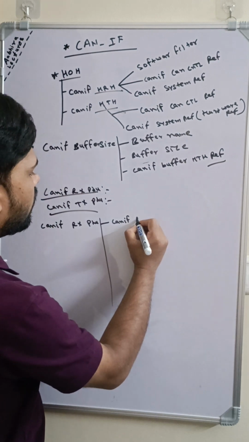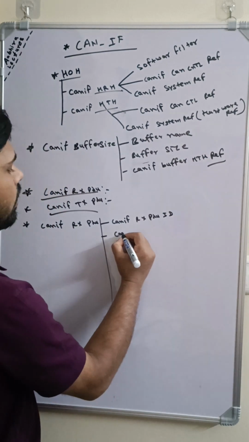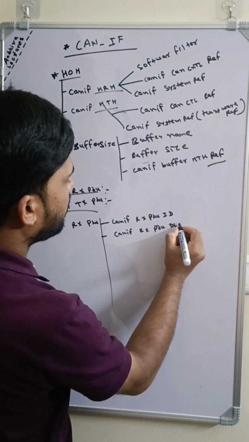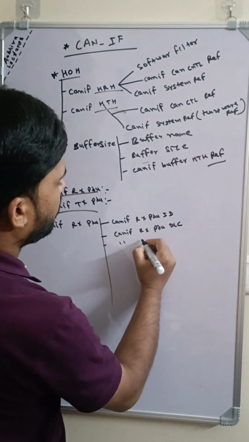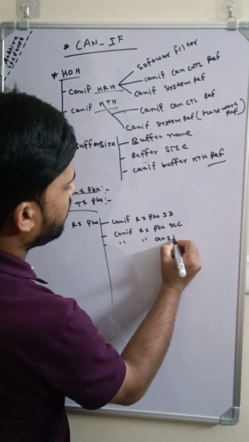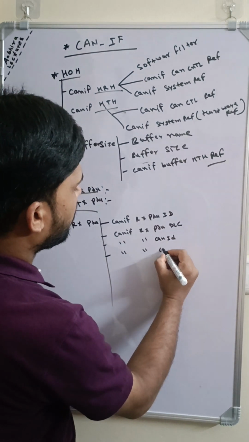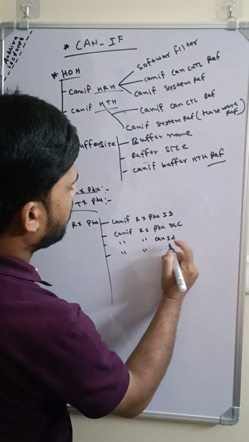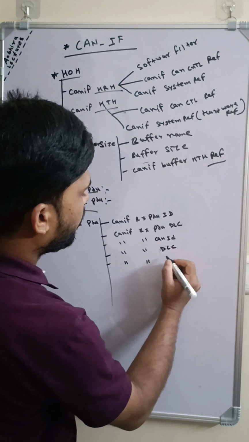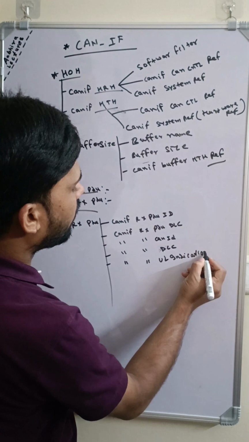CANIF RX PDU ID, CANIF RX PDU DLC, CANIF RX CAN ID, CANIF RX DLC, and CANIF RX upper layer indication. So why are we giving the upper layer indication?